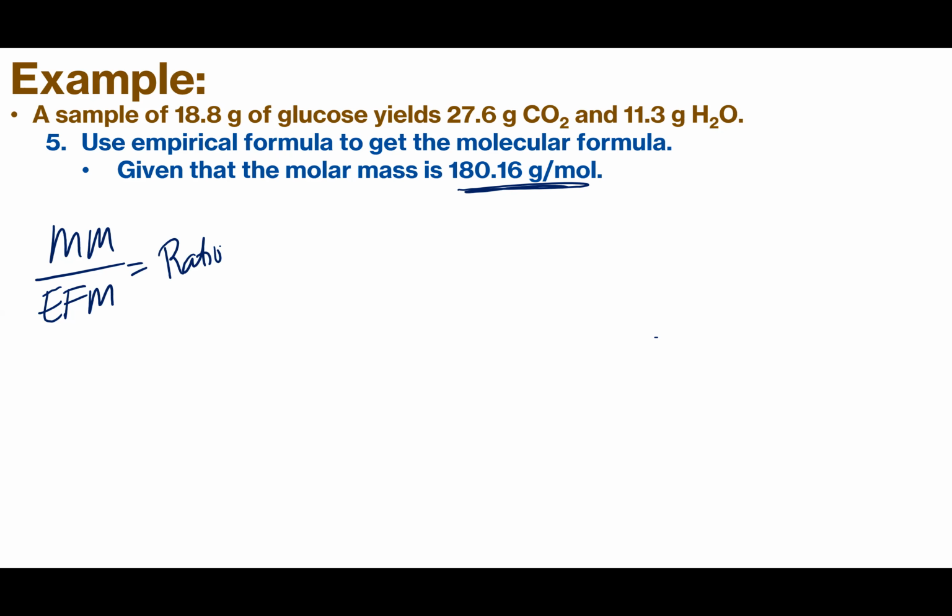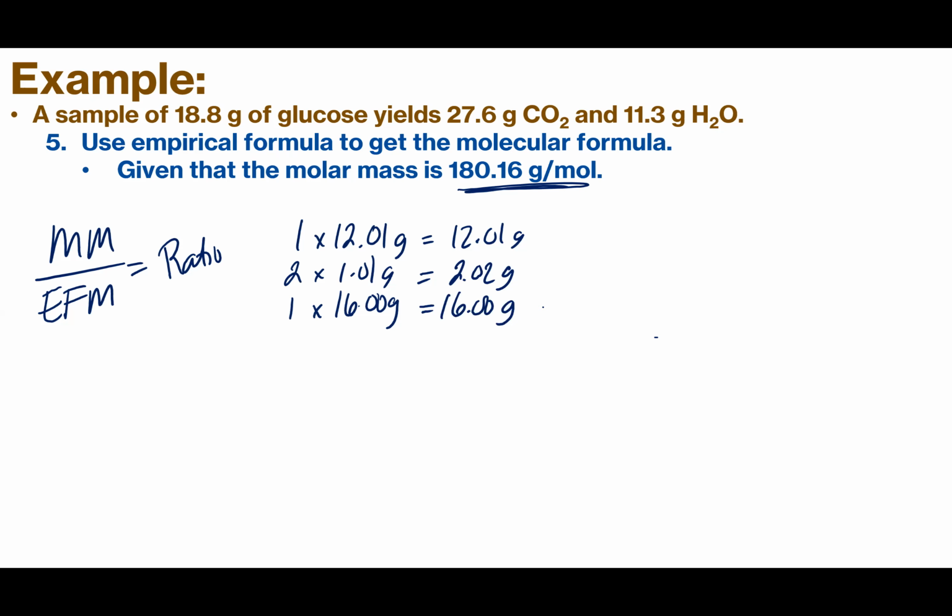Okay. All right. Let's show our work and figure out our empirical formula mass. That's going to be, we had 1 carbon, so that's 1 times 12.01. I'm going to do this in grams. We have 2 hydrogens times 1.01 grams, and we have 1 oxygen times 16.00 grams. So this is 12.01 grams. This is 2.02 grams. This is 16.00 grams. We're going to add all those up, and we got 30.03 grams. This is our empirical formula mass.